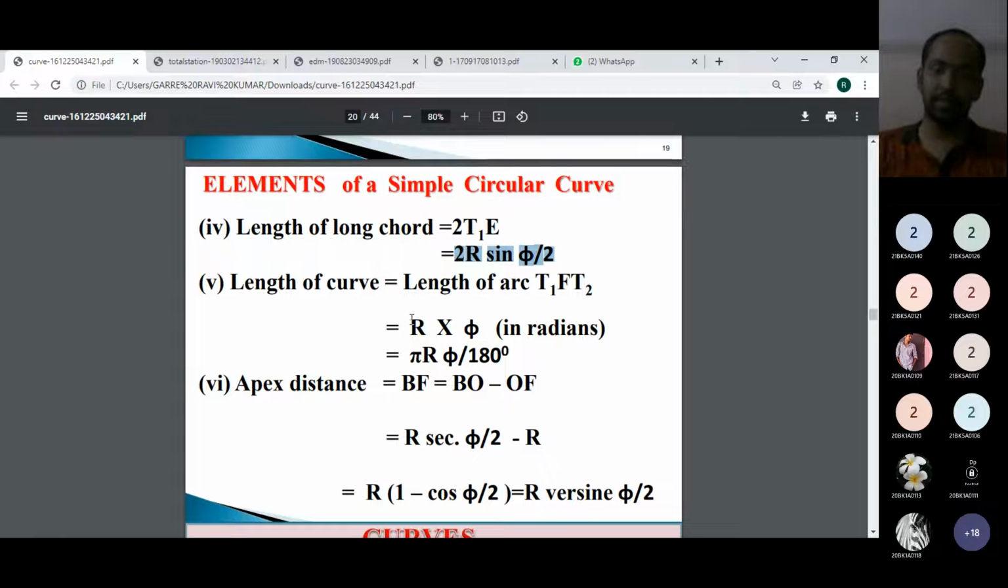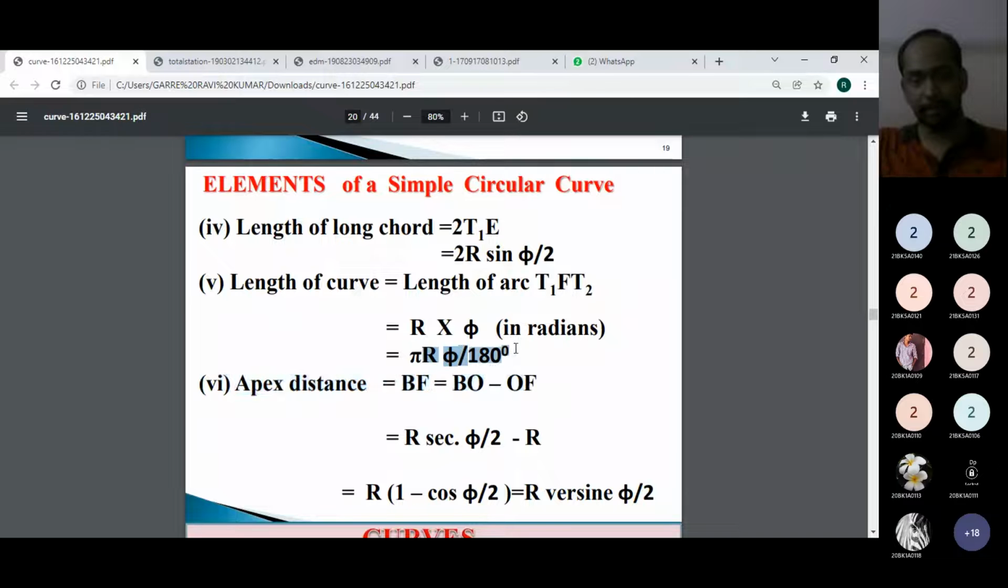It is radius into deflection angle. If you multiply the deflection angle with the radius you get the length of the curve. Now, it will give the result in terms of radians, so we have to convert that from radians into degrees. That is why we multiply by pi by 180. Understand? Pi is 22 by 7, and 180 degrees corresponds to pi radians. So the length of the curve can be calculated by R phi into pi by 180.